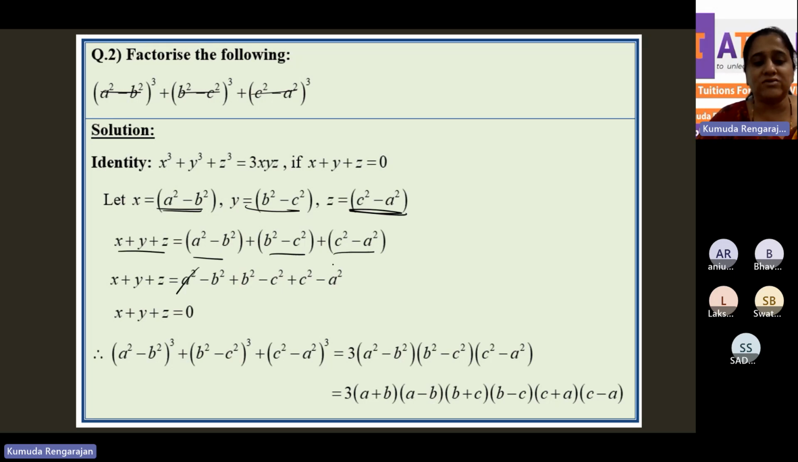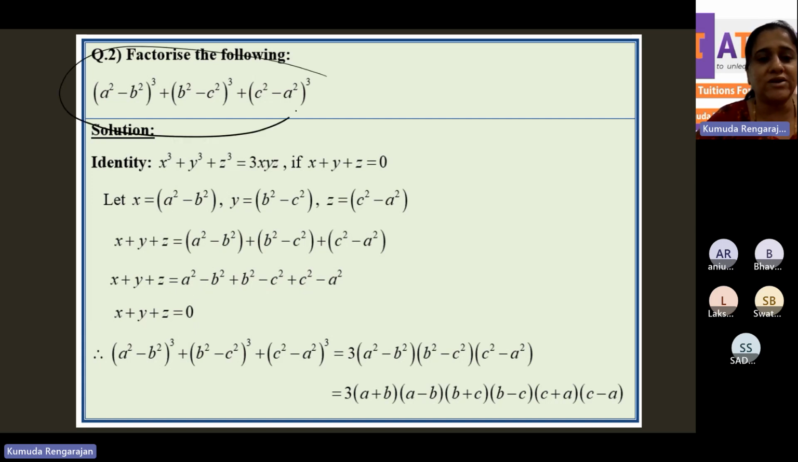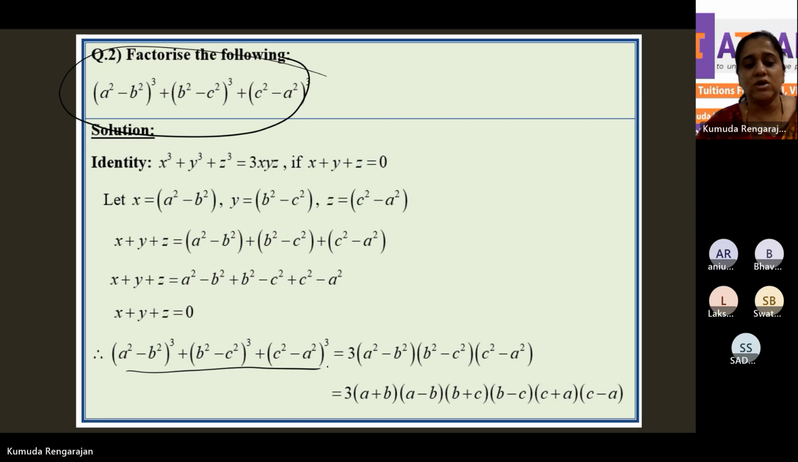So a square minus a square, c square minus c square, b square minus b square gets cancelled. So x plus y plus z is 0. Therefore, because x plus y plus z is 0, we have to factorize this, right? So this one is equal to 3 into x into y into z.